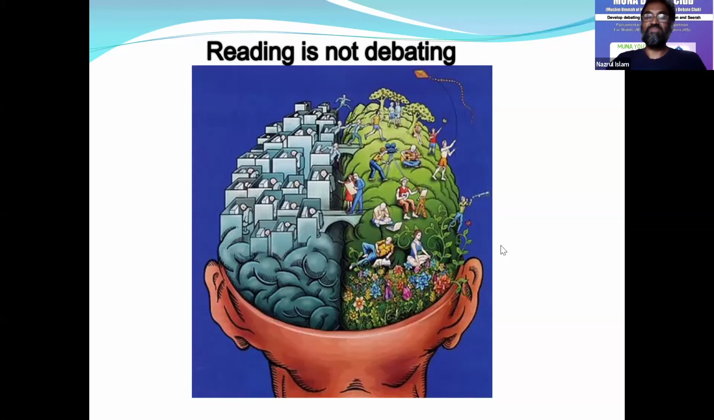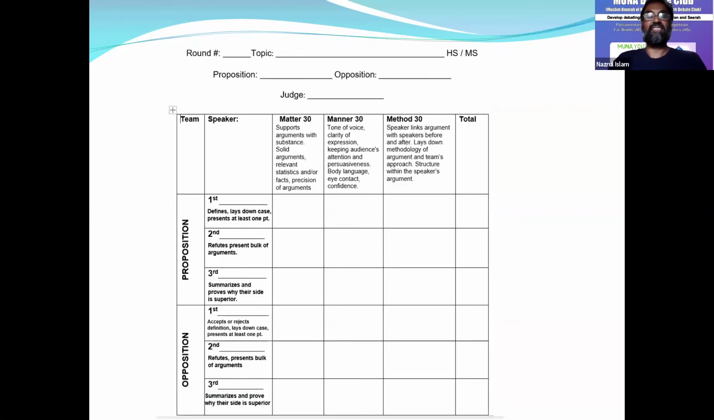Okay. What is next? Now, the judges are judging, remember? So these are the matter, manner, method, and I already outlined these things in my talk, how they are going to number you, 30, 30, 30.